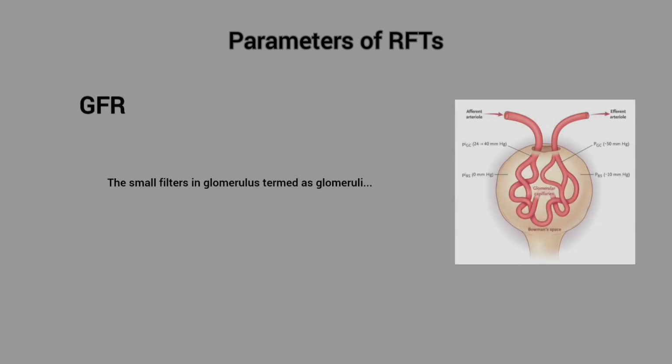The small filters in the glomerulus, termed glomeruli, are responsible for the removal of excess fluid and waste. Glomerular filtration rate is an actual measurement of how much blood passes through the glomeruli per minute. It is helpful for indicating the stages of kidney disease if lower than normal, which is 90 to 120 milliliters per minute.